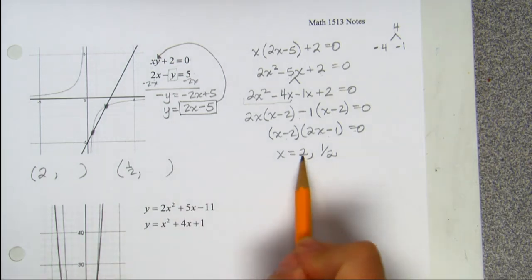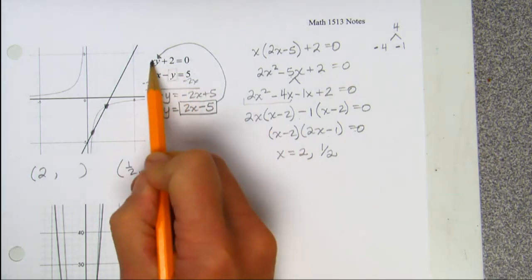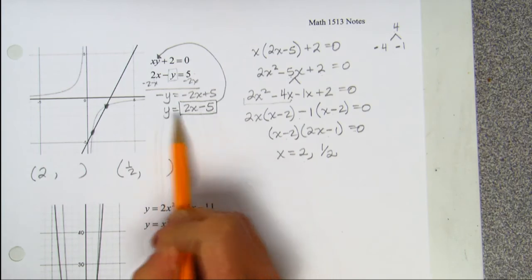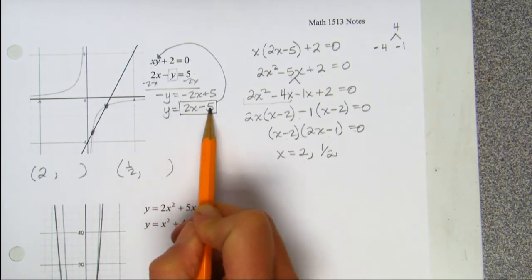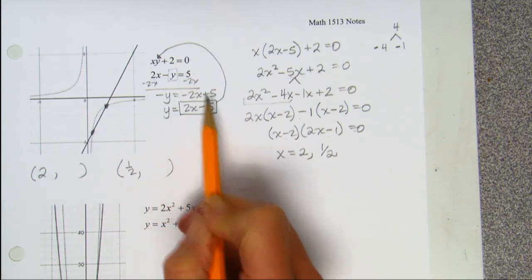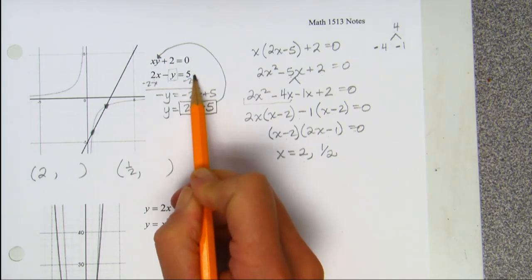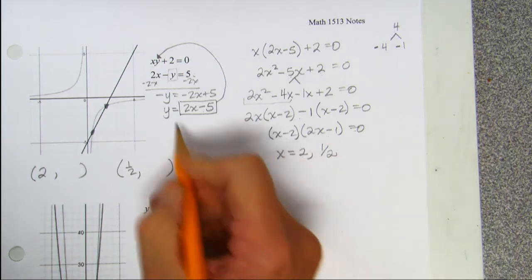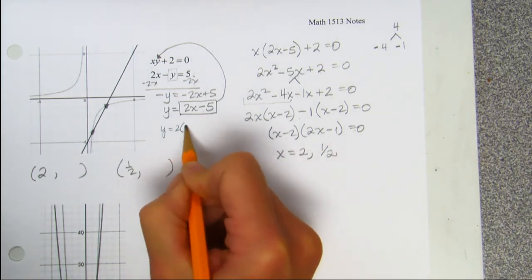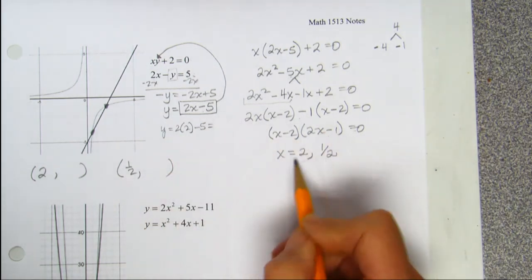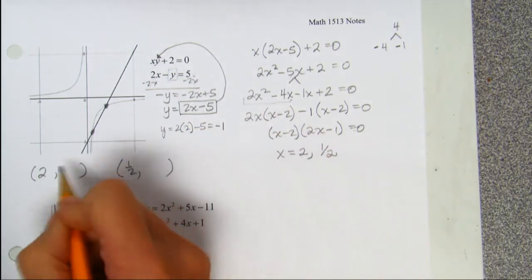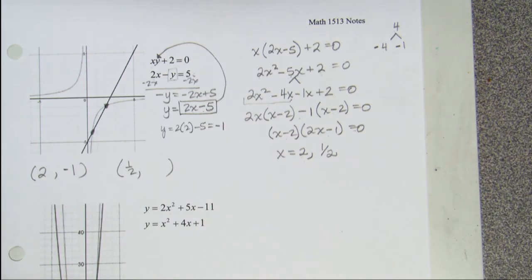You can take your x's and plug them in here, or how about here? When you solve for one of your variables, that is the same equation as this one. They're the same, as long as you did it correctly. So I'm going to plug in my 2 right here. 2 times 2 is 4, take away 5 is negative 1. 2's partner is negative 1. Make sure you put it in the right set of parentheses.